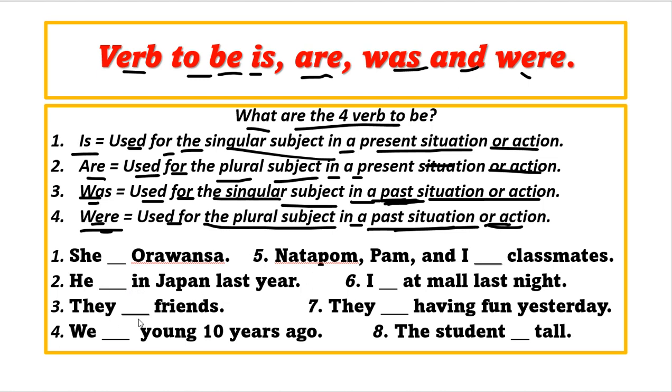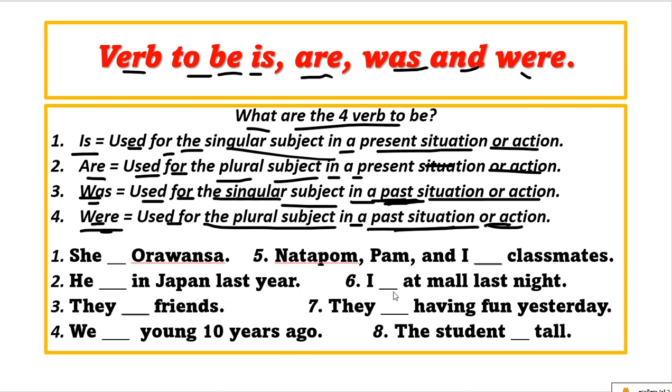Number 3, they, blank, friends. This is a lot of friends here, so they are friends. What do you think the answer is? We must answer are. Next, we, blank, young 10 years ago. Again, this is a plural subject, we, and 10 years ago means it is in the past. Ago is an expression of time in the past. So we were young 10 years ago.